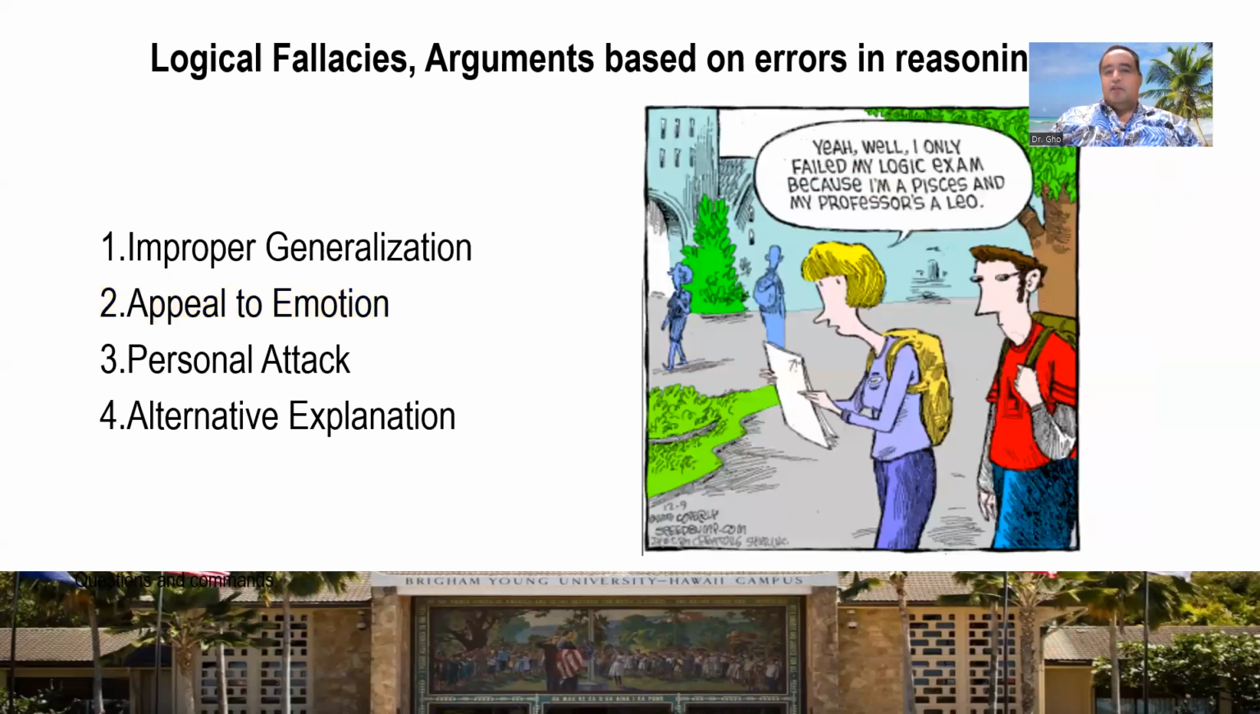This next one, there are two college kids, and one's telling the other, "Yeah, well, I only failed my logic exam because I'm a Pisces and my professor's a Leo." Go ahead and identify which one it is, and pause it until you identify the one.